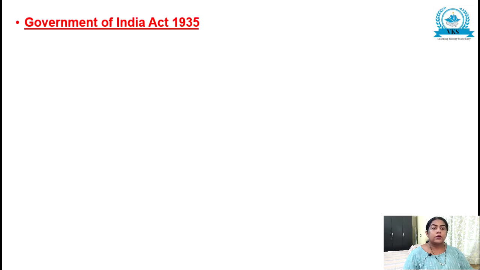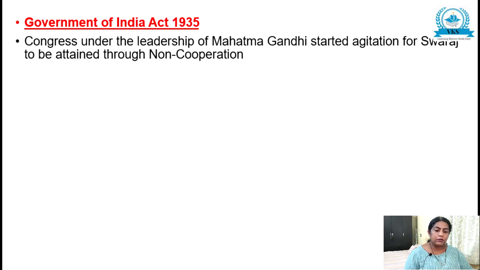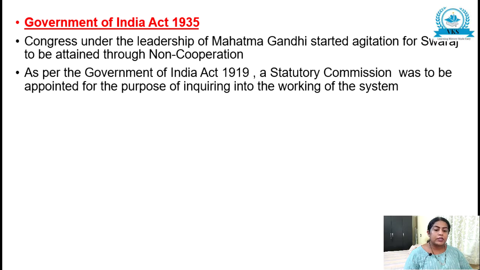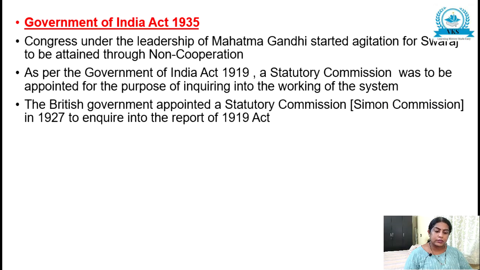Okay. The Government of India Act 1935. Congress under the leadership of Mahatma Gandhi started agitation for Swaraj to be attained through non-cooperation. As per the Government of India Act 1919, a statutory commission was to be appointed for the purpose of inquiry into the working of the system.